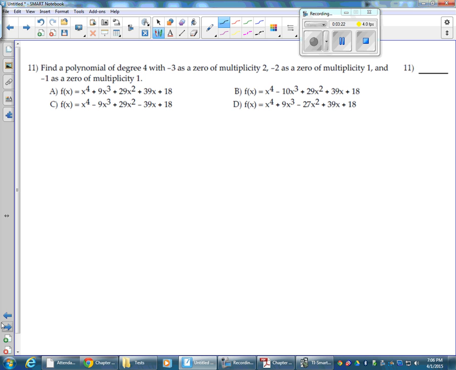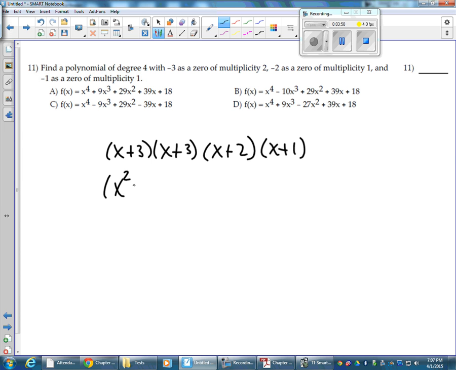Number 11, same thing. Find a polynomial with degree 4 this time. So we've got a little bit more multiplying. Negative 3 is a 0 with multiplicity 2. So I'm going to put x plus 3 down twice. And negative 2 is a 0, multiplicity 1, so that would make x plus 2 a factor once. And negative 1 is a 0 with a multiplicity of 1, so that would make x plus 1 a factor once. So it doesn't matter what order. I'm going to multiply the first two together and the last two together, and then I'll multiply those two answers together. So when you do the first two, you get x squared plus 3x plus 3x plus 9, or x squared plus 6x plus 9.